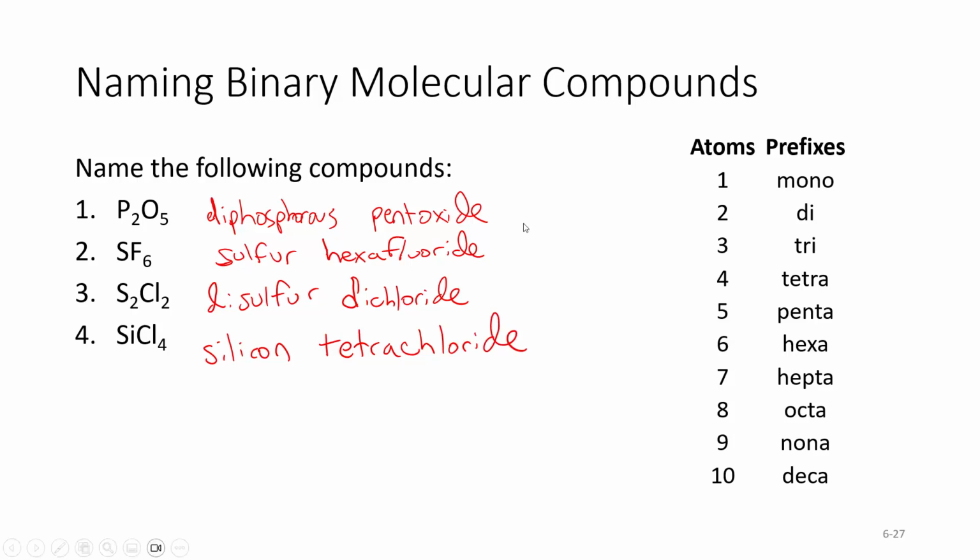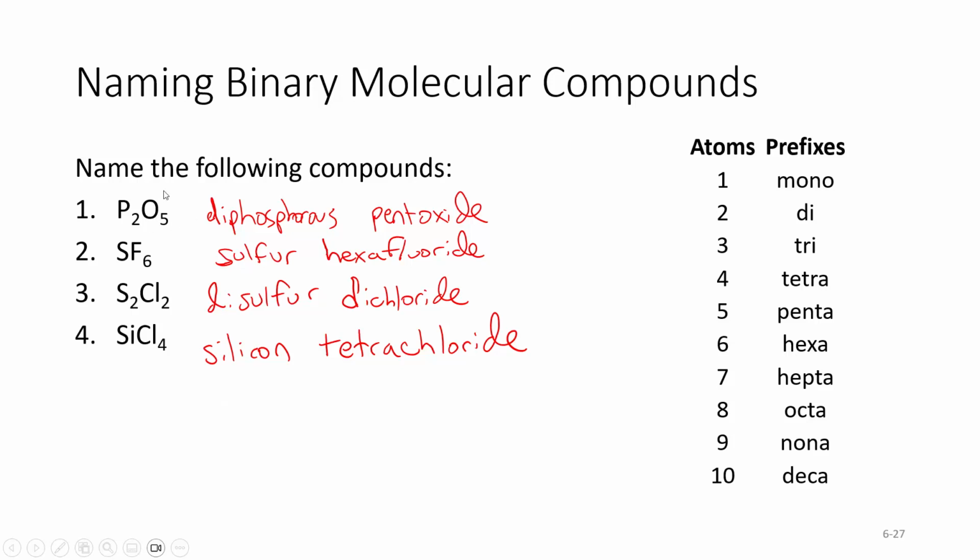So what did I do here? I named the first element. If there was more than one, then I put a prefix. If there's just one, then I did not put a prefix. Then I named the second element. With the second element, you're going to put the prefix no matter how many there are. So if there's 1 or 10, you're going to put the prefix. Then you're going to use the stem of the word with the -ide ending.